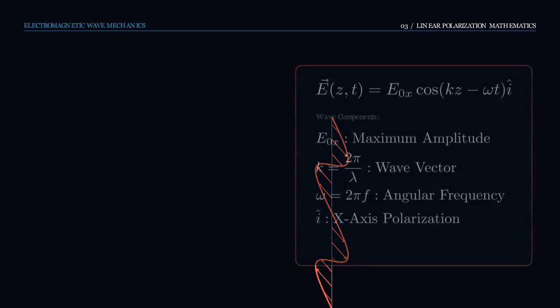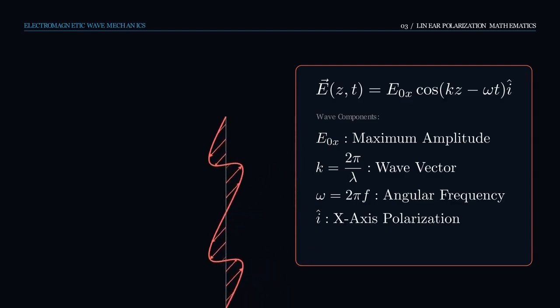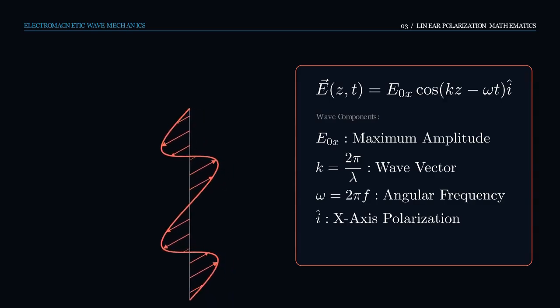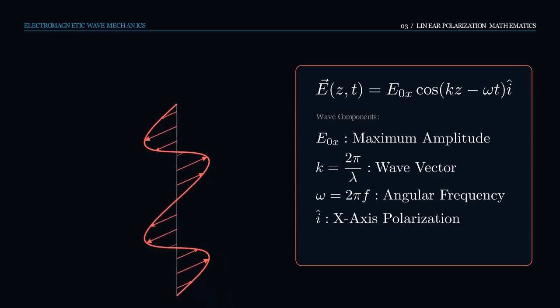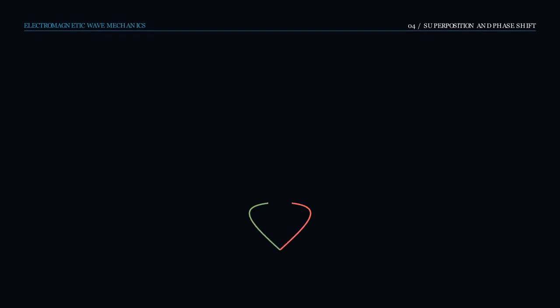Mathematically, we write the electric field vector of a linearly polarized wave along the x-axis as E equals E_x cos(kz minus omega t) i-hat. Here, E_x represents the maximum amplitude, k is the wave vector pointing in the propagation direction, and omega is the angular frequency. As time progresses, the value of this vector increases, decreases, passes through zero, and reverses direction. Geometrically, this wave traces a flat sinusoidal curve in three-dimensional space, confined entirely within the xz plane.